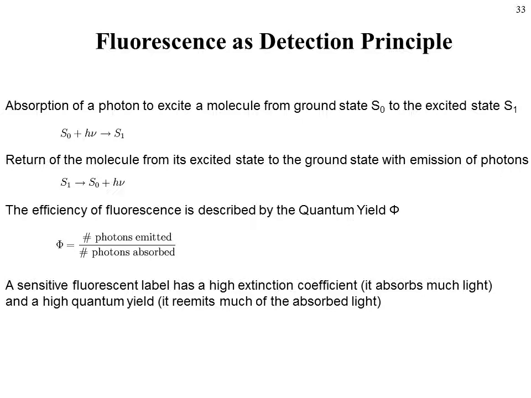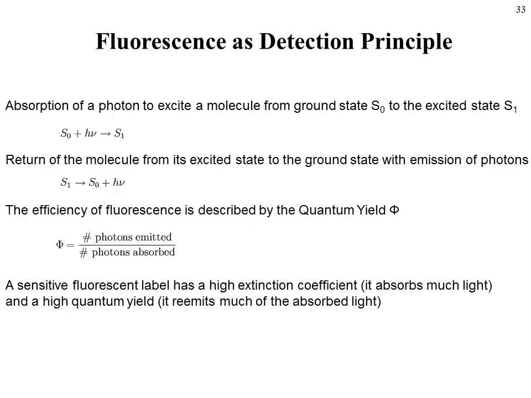As the electron returns from the excited state back to the ground state, photons are emitted. The relation or the ratio between photons absorbed and photons emitted is called the quantum yield. If the quantum yield is 1 or 100%, then one photon is emitted for every photon that is absorbed. This is rarely reached in reality, but modern fluorescent dyes get very close to the 100% limit.